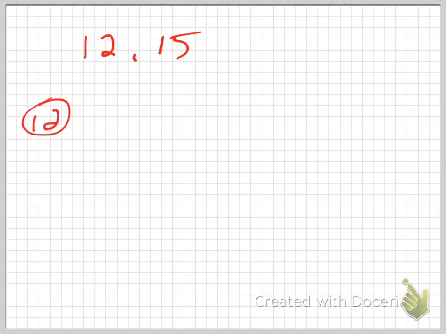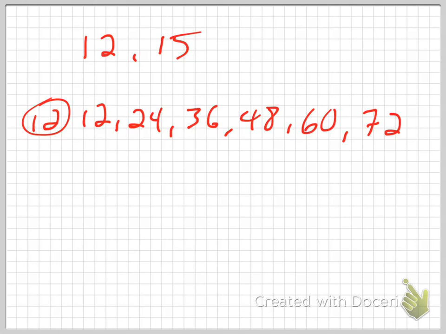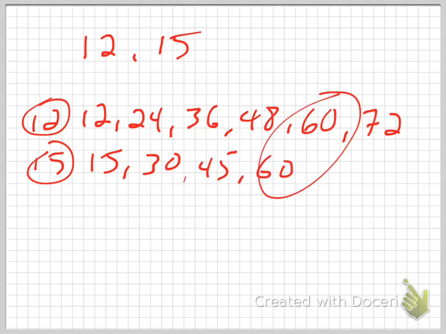Listing them would be 12. I mean, you have to know the multiples pretty good. 12, 24, 36, 48, 60, 72. See, you're not even quite sure when to end here, but okay, whatever. 15 is 15, 30, 45, 60. Oh, there they are. Right?